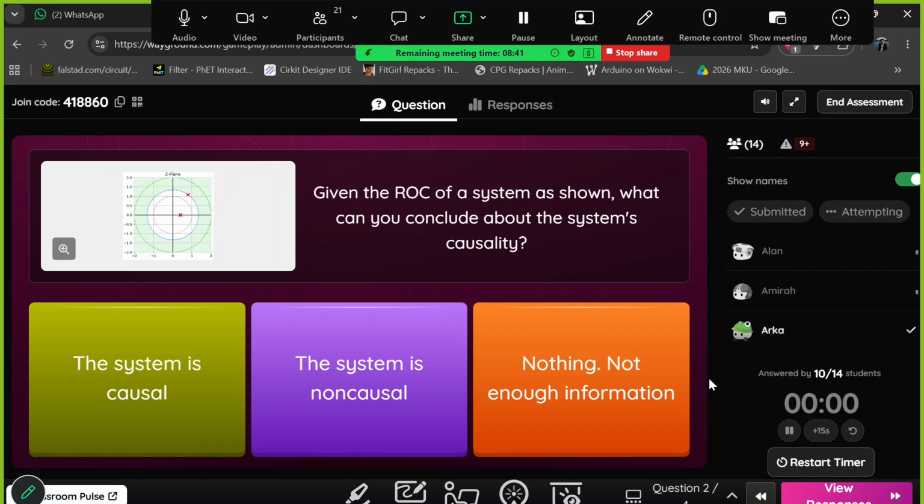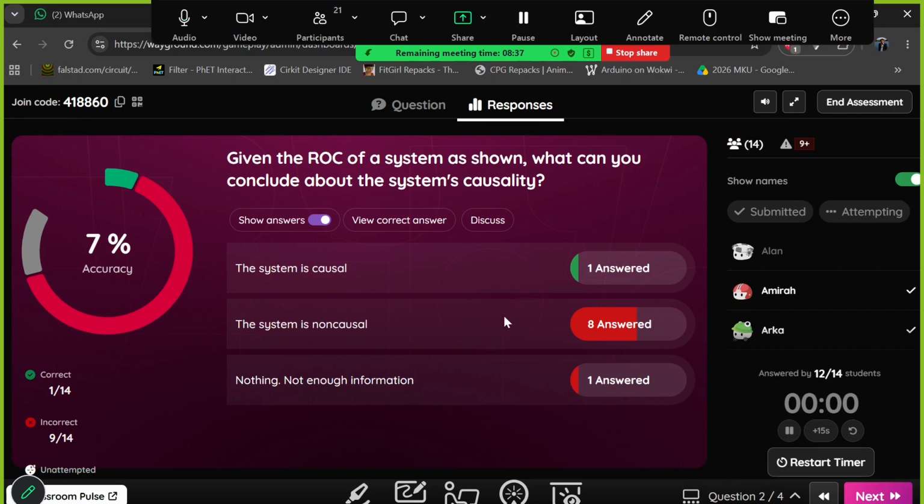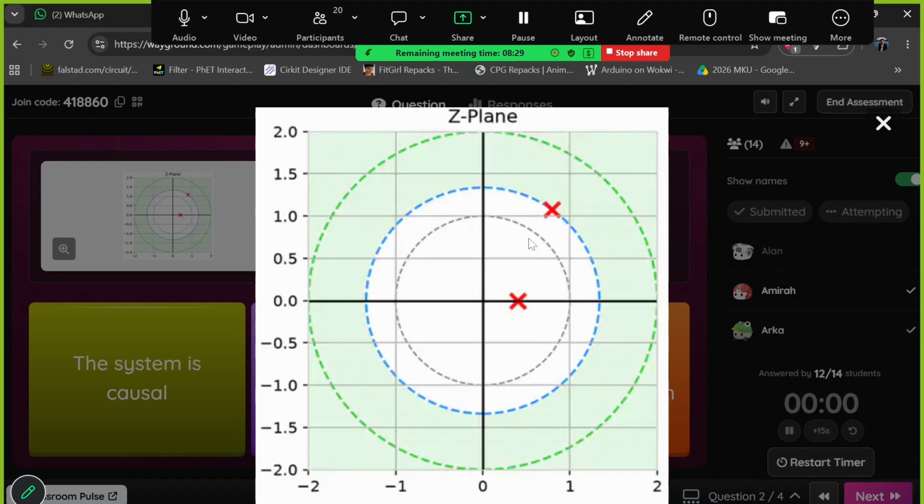Okay, the answer is... a lot of you actually answered correctly. Hang on, let me check this one. This ROC, as you can see, actually spreads out from the outermost pole towards infinity, right? So the system is causal. If it is not causal, then it will not actually spread out to infinity.